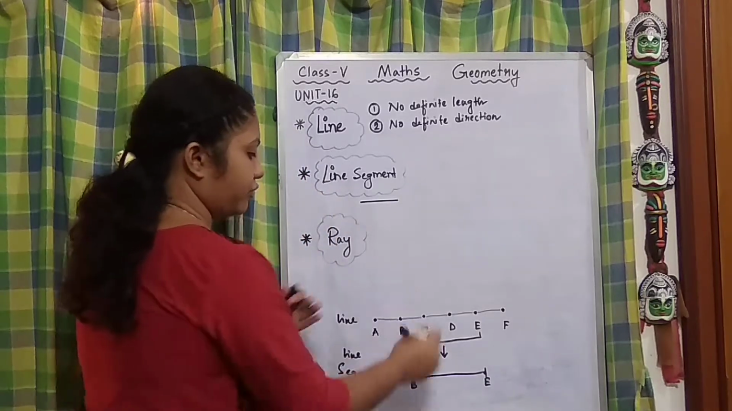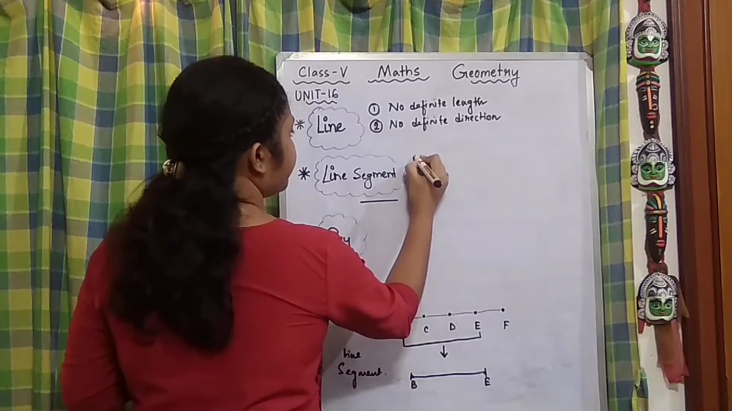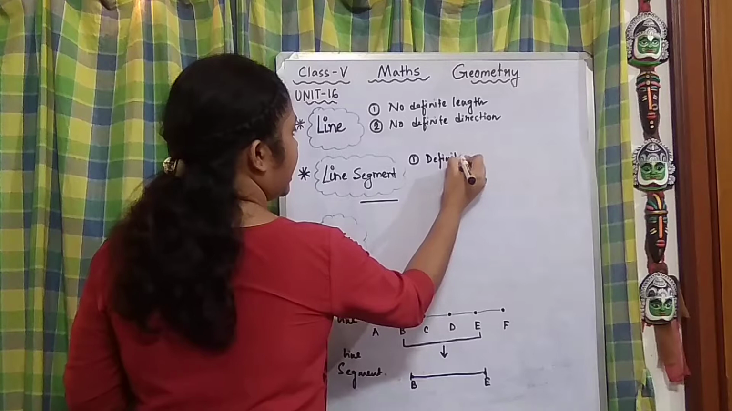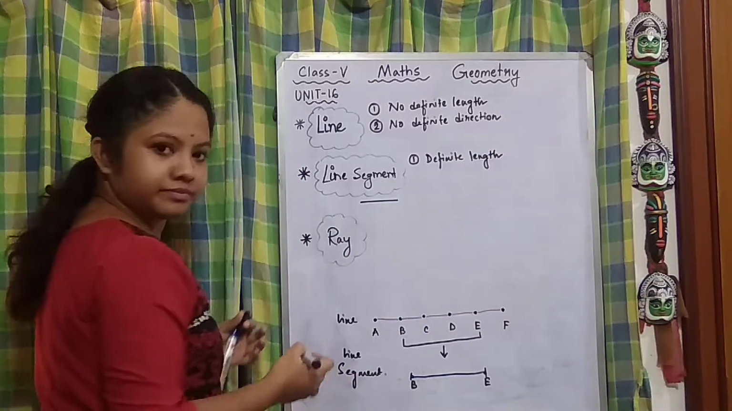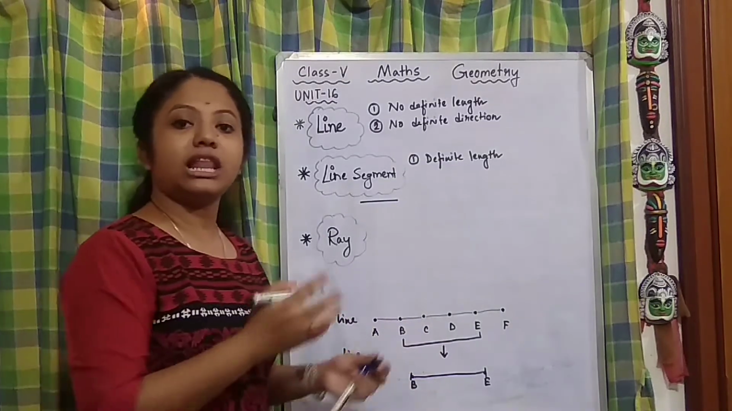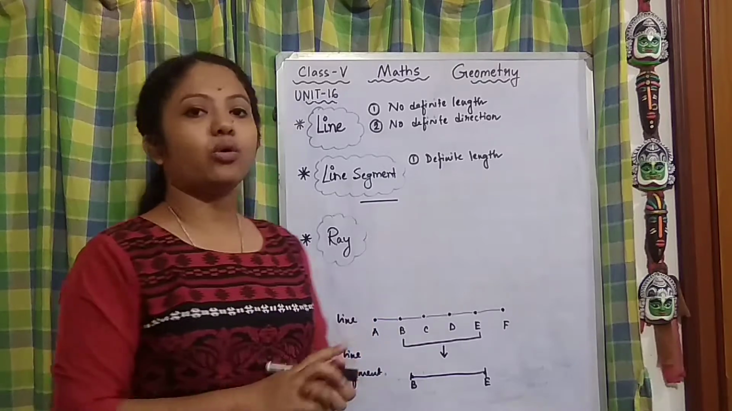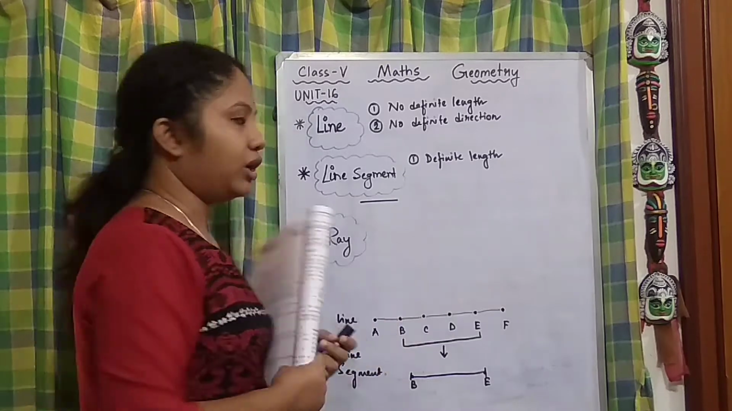Okay, so what we can say by this is that a line segment has a definite length, right? So this is how we can say what a line segment is. And from there we are also going to get another concept, that is called a ray.